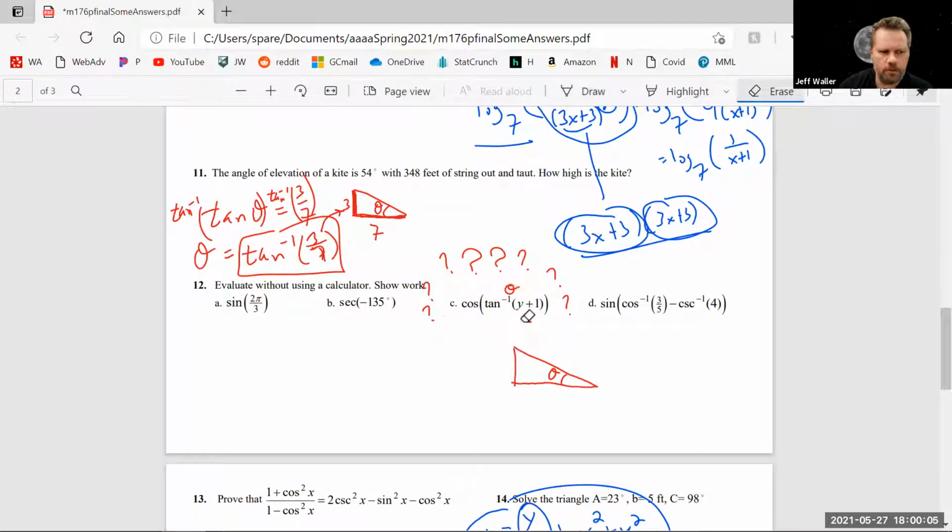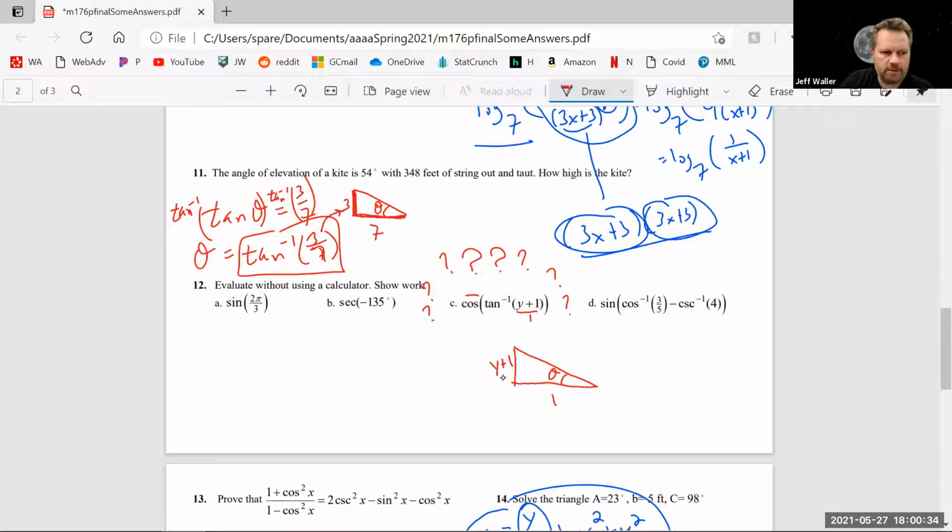Yes. Okay, I will accept that answer. How would you make it more explicitly a ratio if it's not explicitly a ratio? Over 1. Yes, put it over 1. Now where would y plus 1 go? On the y side, of course, because tangent's y over x. So that's y plus 1, and that's 1.